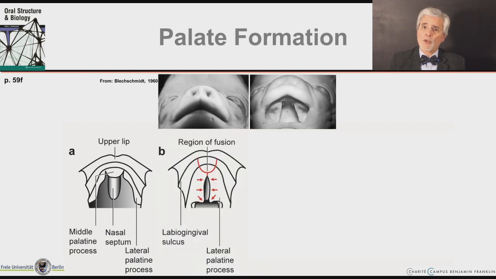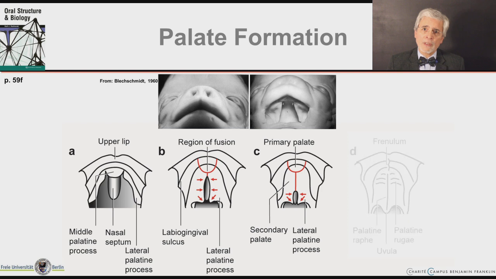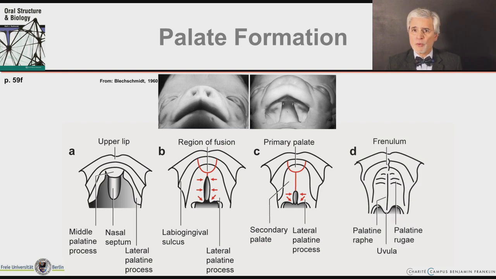And fusion now occurs from front to back, almost like a zipper. It starts towards the end of the 6th week, and by the end of the 12th week, the fusion is also closed all the way back to the uvula. And at this point, another note is interesting. In some textbooks, you might come across the assumption that the fusion site between the anterior and the lateral palatal processes represents the incisive foramen at the palate.